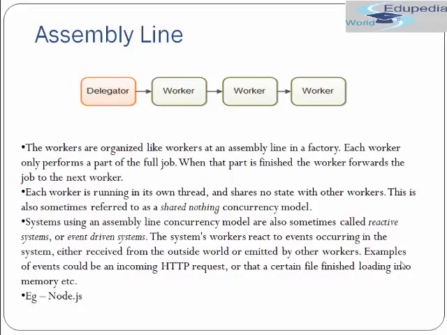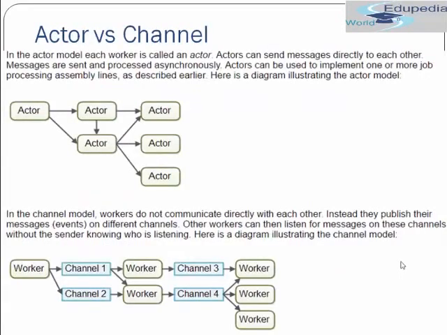Node.js actually uses the assembly line model for its concurrency control mechanism. Okay, the third one we are going to see is actor versus channel. In the actor model, each worker is called an actor. The actors can send messages directly to each other. Messages are sent and processed asynchronously. Actors can be used to implement one or more job processing assembly lines as described earlier.